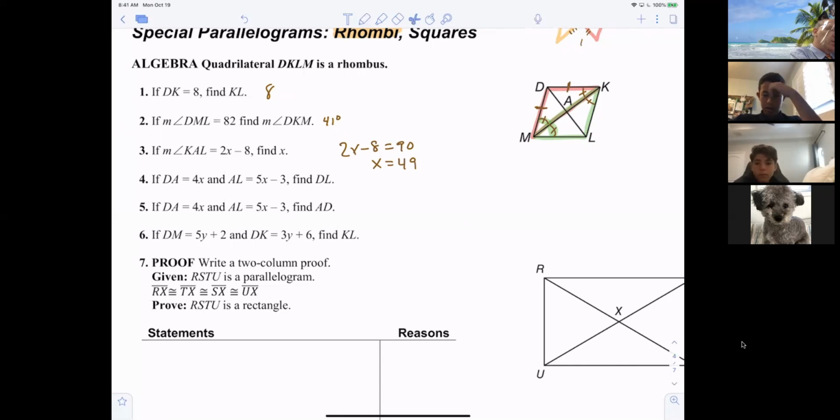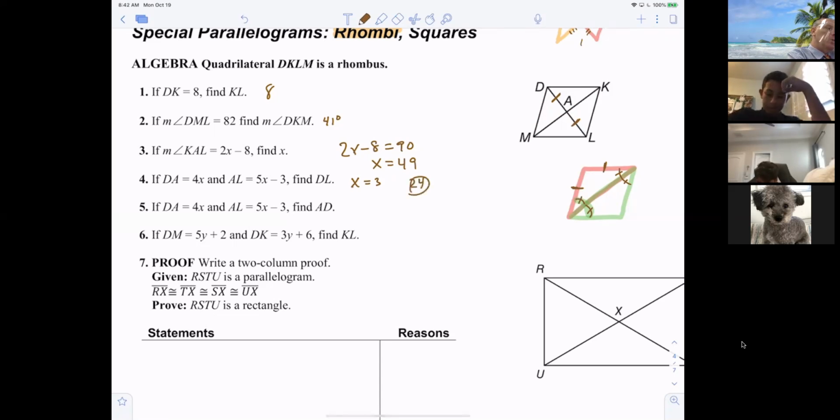I'm going to erase this again. All right, number 4, DA and AL. What's true about DA and AL? They are equal. So what does X equal? X equals 3. And so what is DL? Somebody said 24. Now remember, if you're not sure about how we got 24, you can speak up. Anybody have any issues with how we got 24? All right, I'm pretty happy with that.